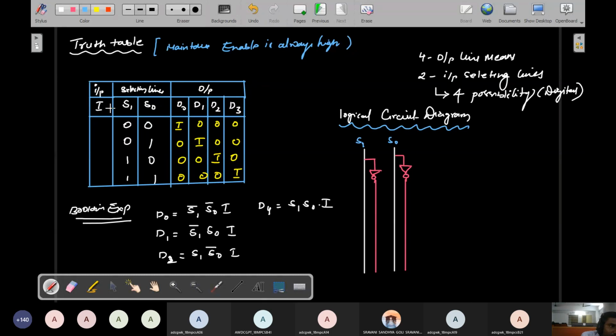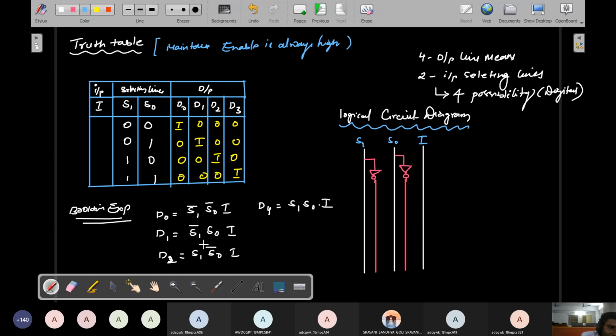After that, what is your input line? I draw the input line. Yes, this is the input line, called I. Now what are the D output terminals? And these are four AND gates. So you represent four AND gates as your output terminals.